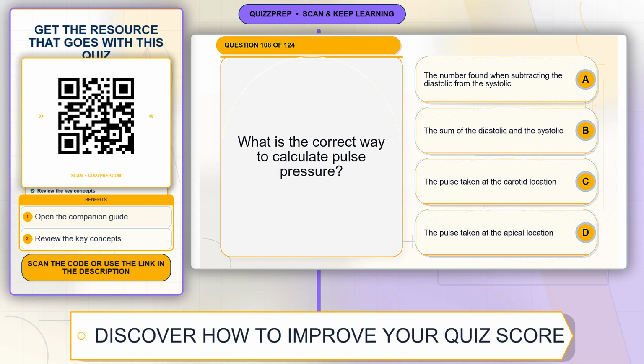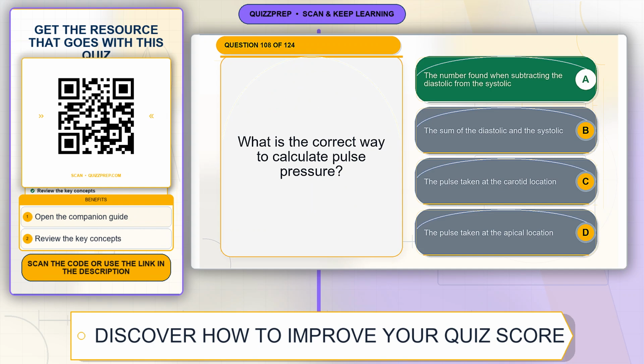Question 108. What is the correct way to calculate pulse pressure? Option A, the number found when subtracting the diastolic from the systolic. Option B, the sum of the diastolic and the systolic. Option C, the pulse taken at the carotid location. Option D, the pulse taken at the apical location. The correct answer is option A, the number found when subtracting the diastolic from the systolic.